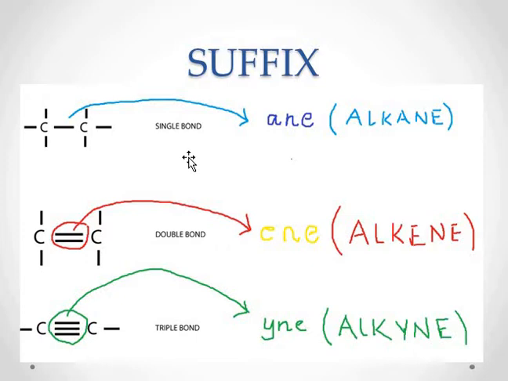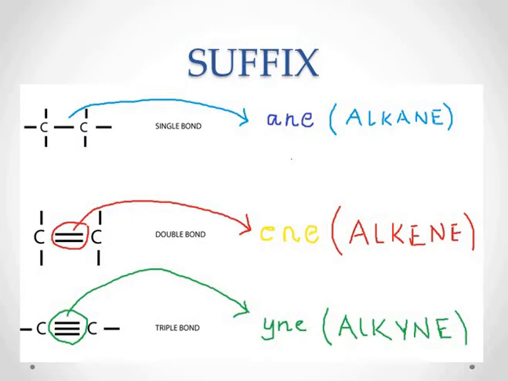Then we have the suffix. Suffix means if the carbon and carbon have a single bond, it is known as alkane. So a single bond is ane. If you see a double bond between 2 carbon atoms, it is ene, known as alkene. If it is a triple bond, it is alkyne, so we just use yne. So this is your suffix.